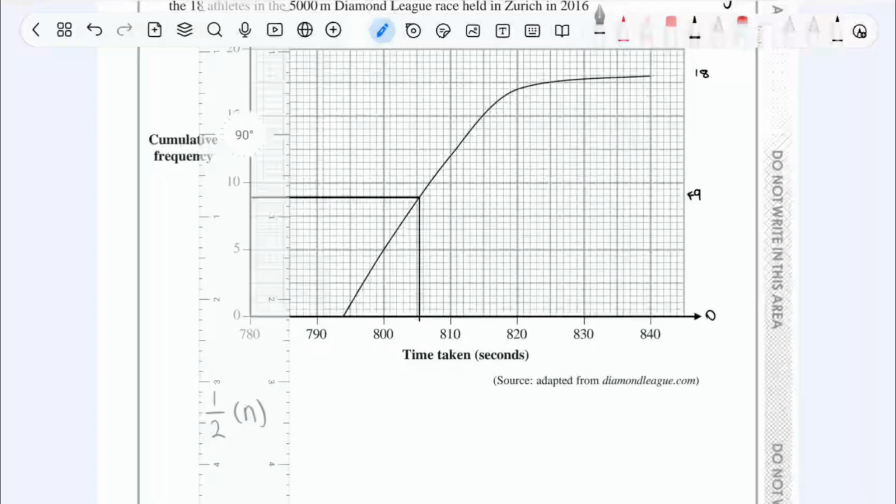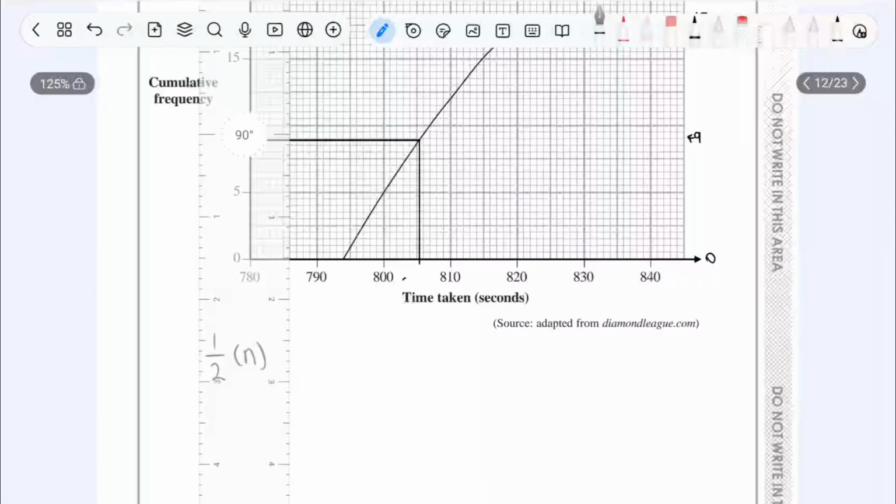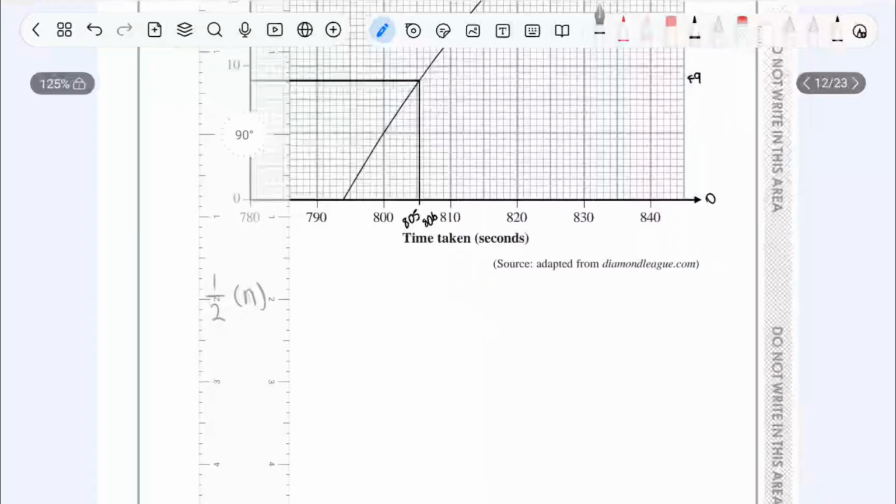And we roughly get around, and you can see that the points here go up in 1, and this is kind of cutting it in half almost. So we can see that it's between 805, which is that bold point here, and then the one after that is 806. So we're looking at around 805.5 if we're being quite accurate.